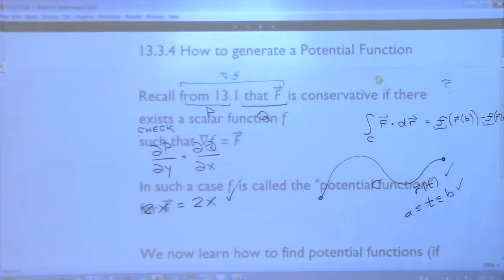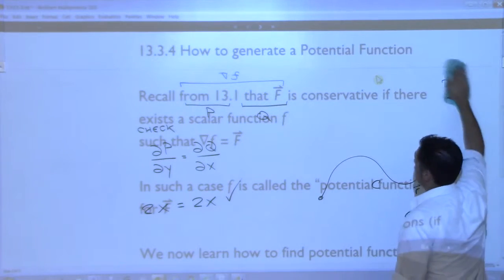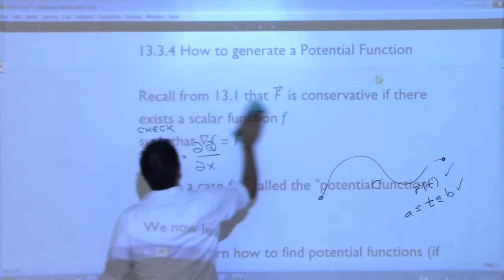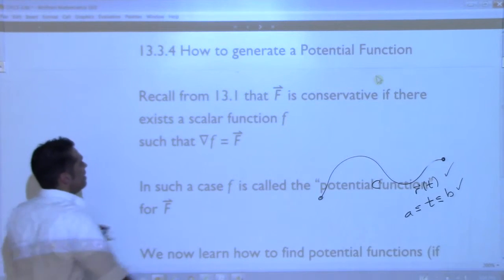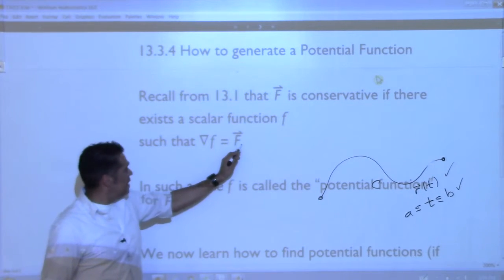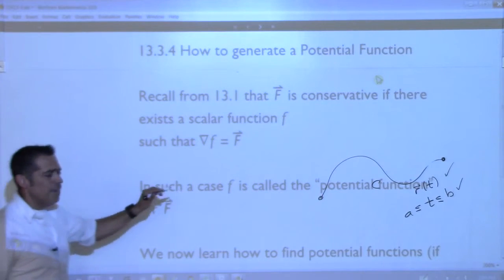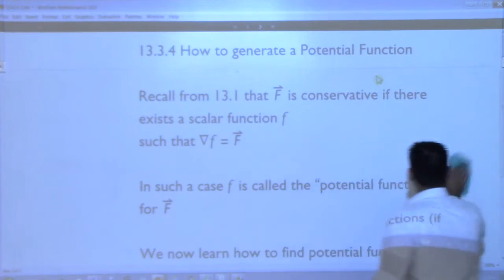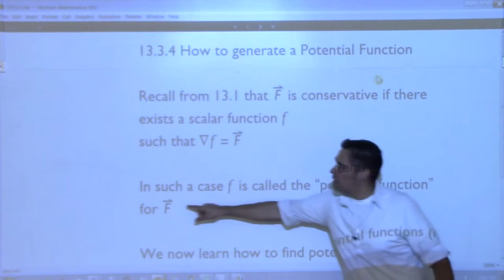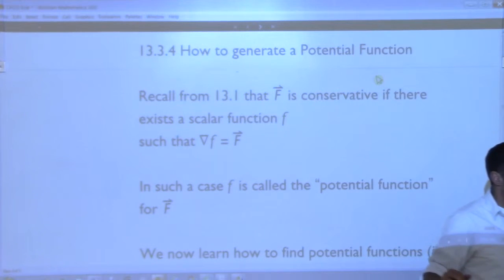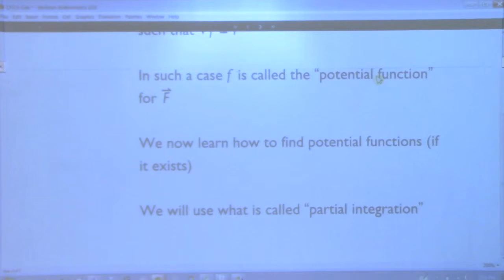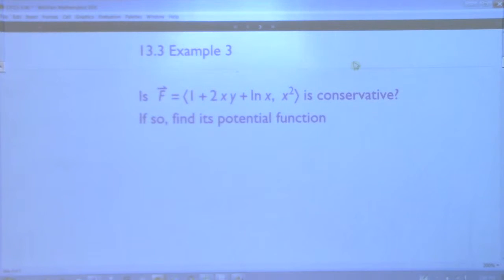So this is me basically saying everything that I just said. Recall from 13.1 that F is conservative if there exists a scalar function such that the gradient of that scalar function is the field. In such a case, little f is called the potential function. So the potential function of the field is the scalar function. We now learn how we will find potential functions. We actually did this before. We got ahead of ourselves in the first section, and we actually did this thing with partial integration. And I said we'd revisit it, and we're going to revisit it.